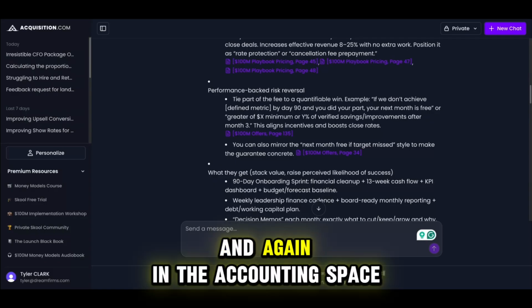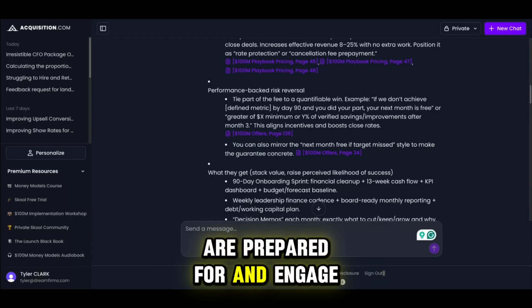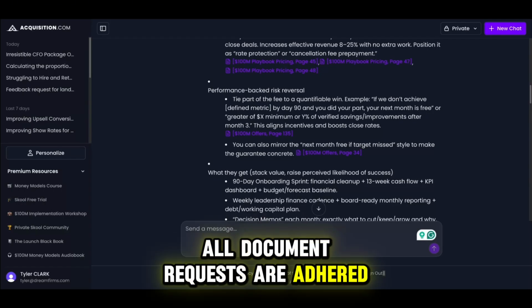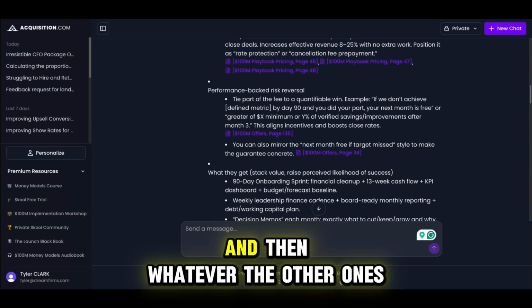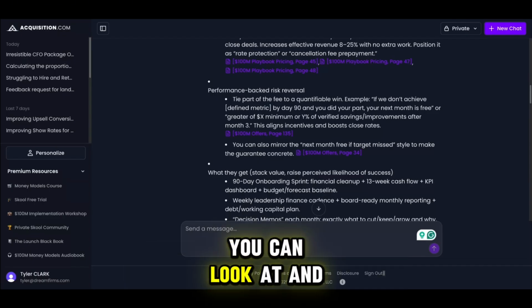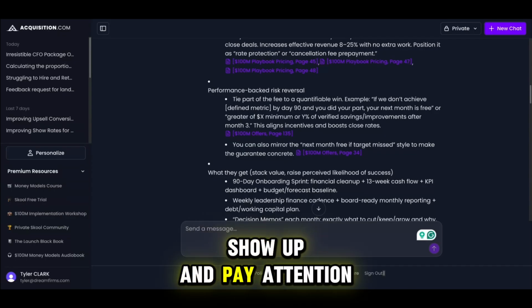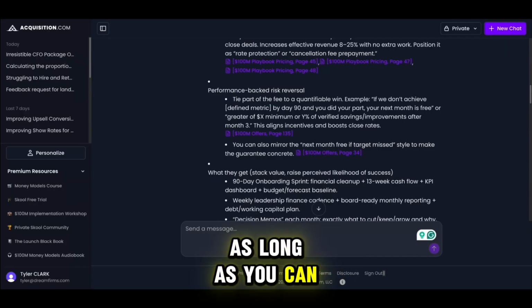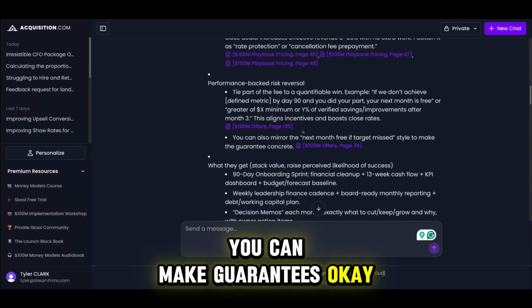And in the accounting space, they would normally be something to the effect of: all of your advisory calls you show up to are prepared for and engage fully in the context of the conversation. All document requests are adhered to and fulfilled within 48 business hours, okay? And then whatever the other ones are, you can look at it and say, if the client does these things, and typically it's just related to get us what we need when we want, show up and pay attention, typically, okay? As long as you can clearly illustrate that in writing and explain it, you can make guarantees, okay?